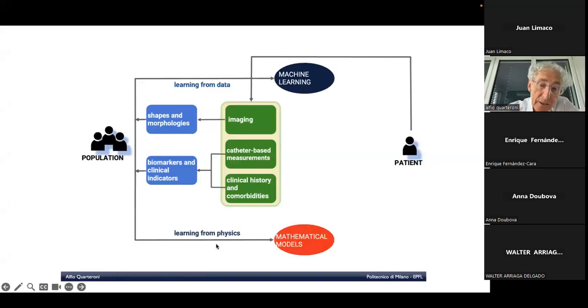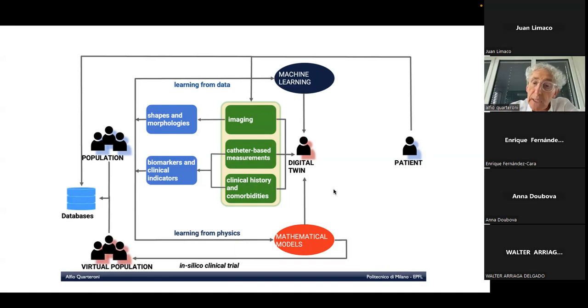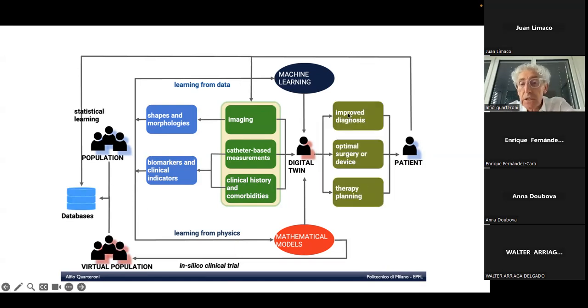And so we are learning from physics. At the same time, we can use machine learning to learn from data, as you've seen before, and then computing what we can call today digital twin. And thanks to the digital twin, we can improve the diagnosis. We can find optimal surgery or designing optimal devices, and we can improve the therapy planning. So we can actually do much better than what is actually done today at the medical level. And again, it's a matter of cooperation. We are not replacing doctors, of course. We want to cooperate with them.